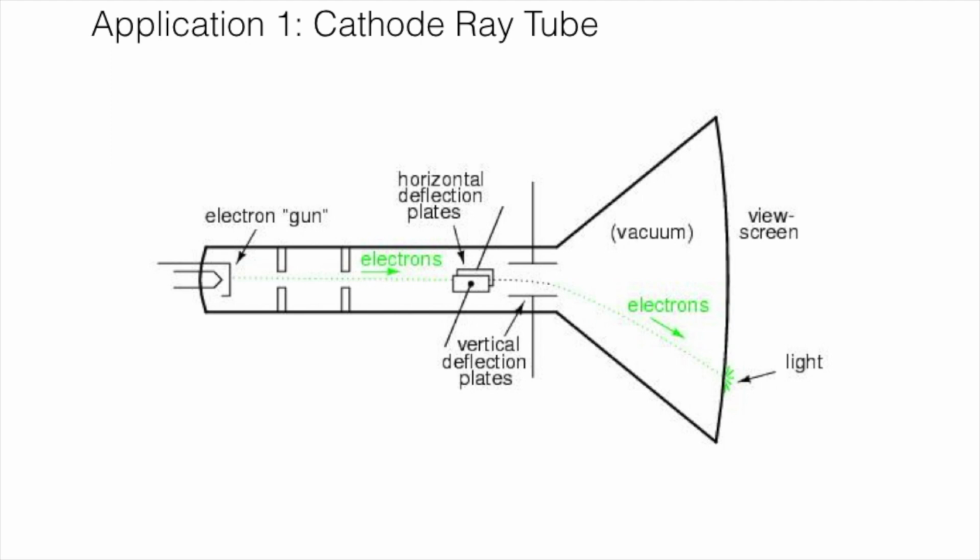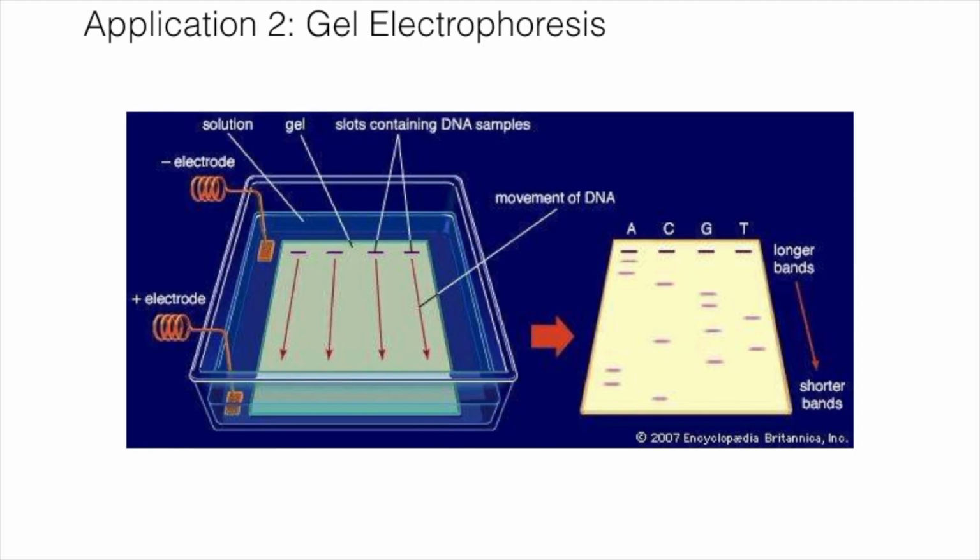Michael Faraday proposed these ideas that helped humans to understand manipulating electron beams, which have been especially important in television, so we can thank him and his work in electric fields for things like Netflix that we use so readily today. The second application that I'm going to describe today is gel electrophoresis.